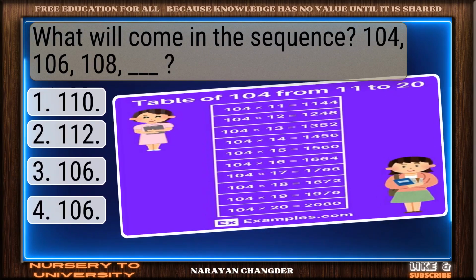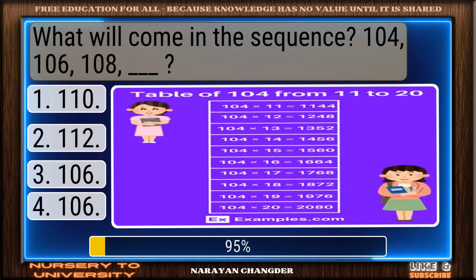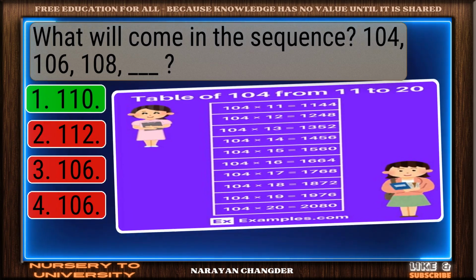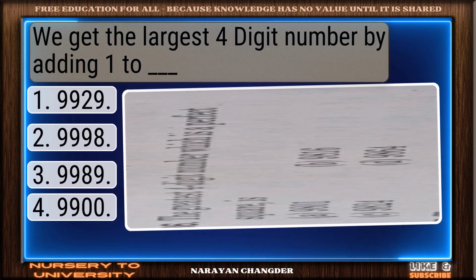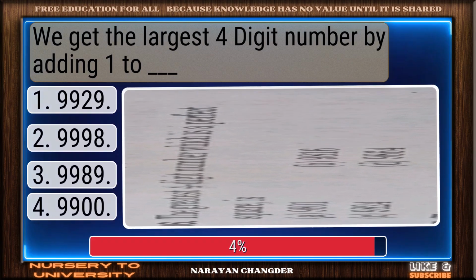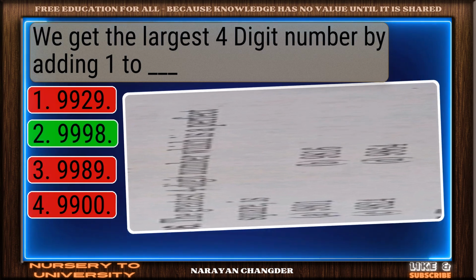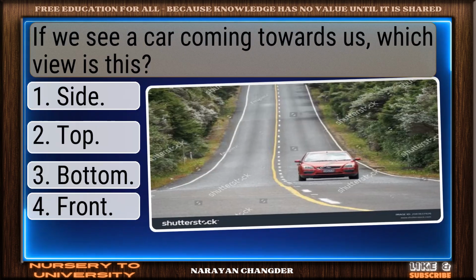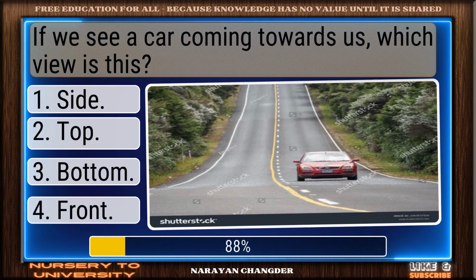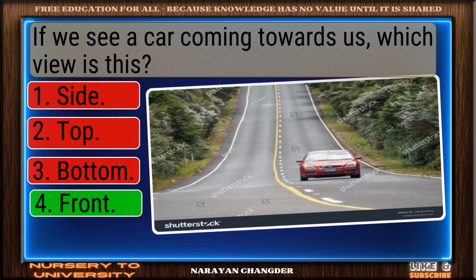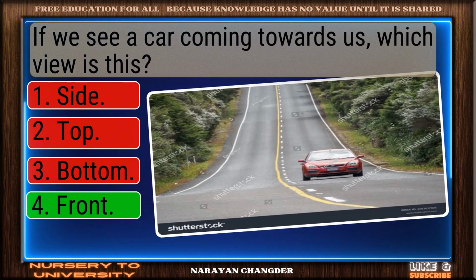What will come in the sequence? 102, 104, 106, 108, dash. Smart pick. 110 is the correct choice. We get the largest 4-digit number by adding 1 to dash. Good thinking. 9998 is the right answer. If we see a car coming towards us, which view is this? Clear logic. Your choice front is sound and 100% true.